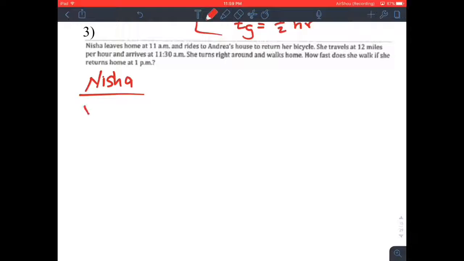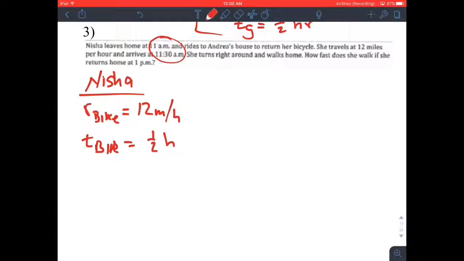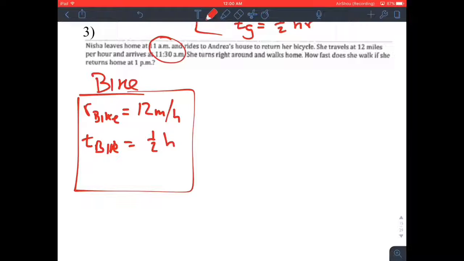The rate that she rides her bike, 12 miles per hour. Took her half an hour to make that trip. So her time riding her bike is 30 minutes. In hours, that's half an hour, or 0.5 of an hour. Then it says, tell you what, instead of Nisha, let's just say bike. Then it says that she walks home.